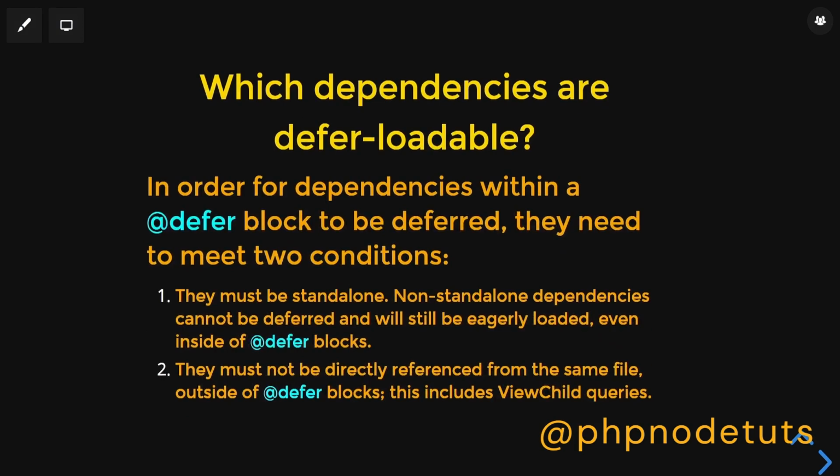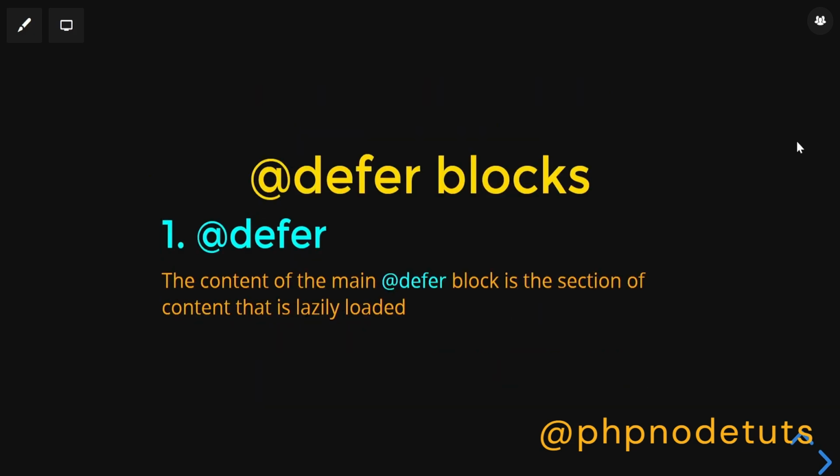In order for dependencies within a defer block to be deferred, they need to meet two conditions. 1. They must be standalone. Non-standalone dependencies cannot be deferred and will still be eagerly loaded, even inside of defer blocks. 2. They must not be directly referenced from the same file, outside of defer blocks. This includes ViewChild queries. Defer blocks have several sub-blocks to allow you to gracefully handle different stages in the deferred loading process. The content of the main defer block is the section of content that is lazily loaded.